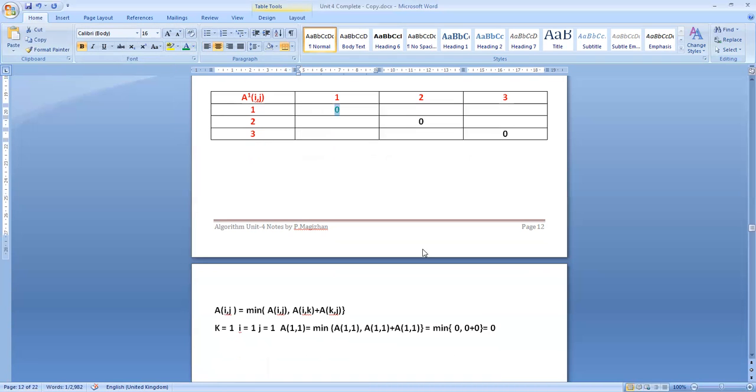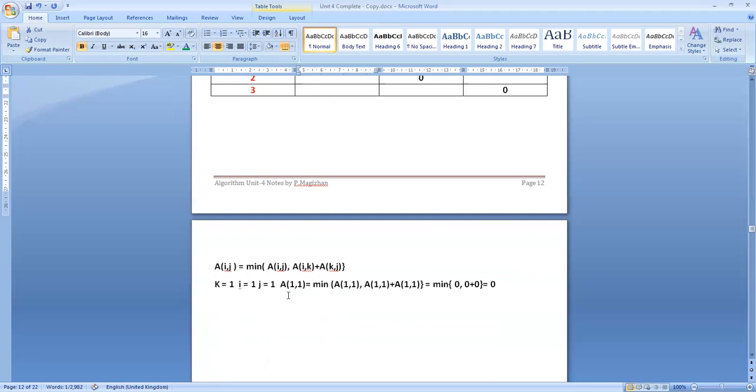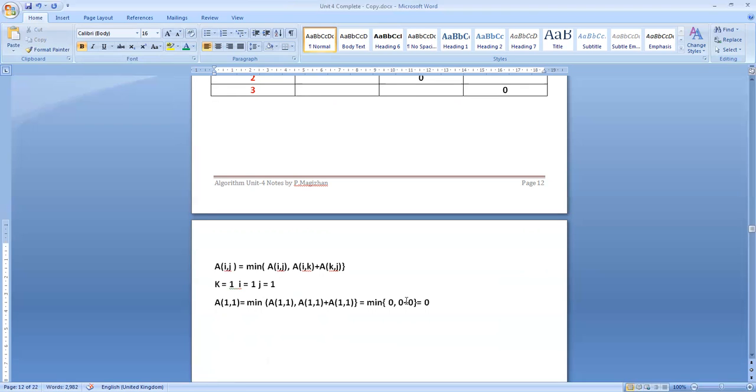Now I am going to find what is a of 1 comma 2. With i equal to 1, j will vary from 1 comma 2 comma 3. So j equal to 1 we have taken into consideration. This is over. Now we have to take j equal to 2. So a of 1 comma 2.